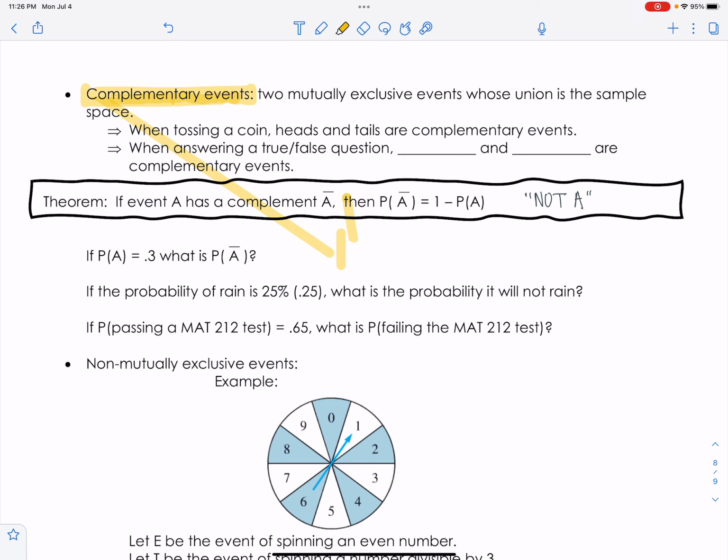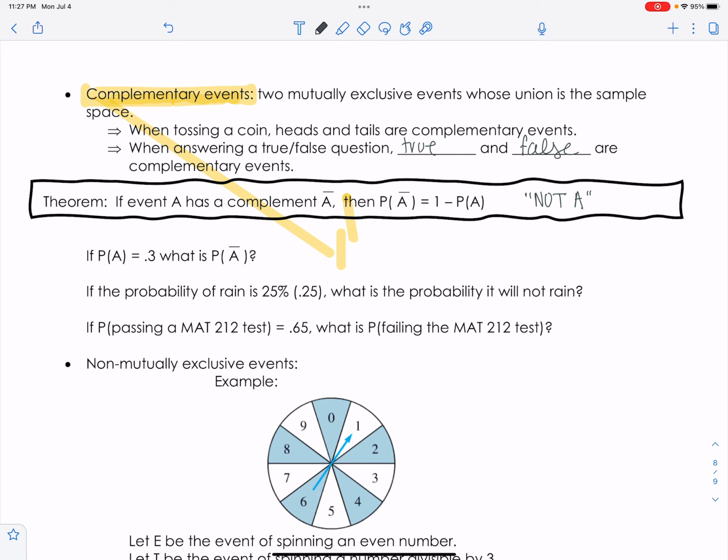Rain or not rain, because it will either rain or it will not rain. There's no other option in the sample space. And so when tossing a coin, heads and tails are complementary events. When answering a true-false question, answering true or answering false are going to be complementary events.